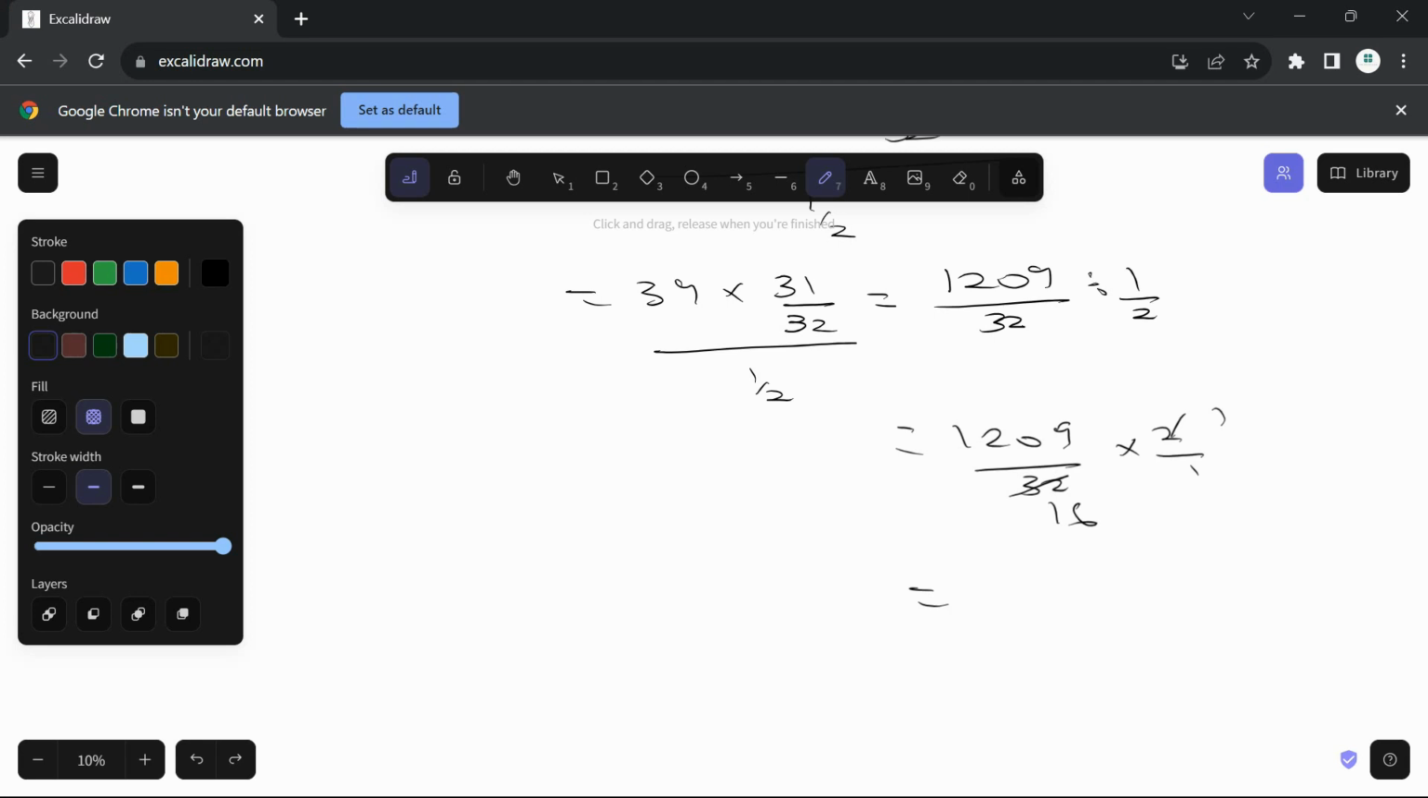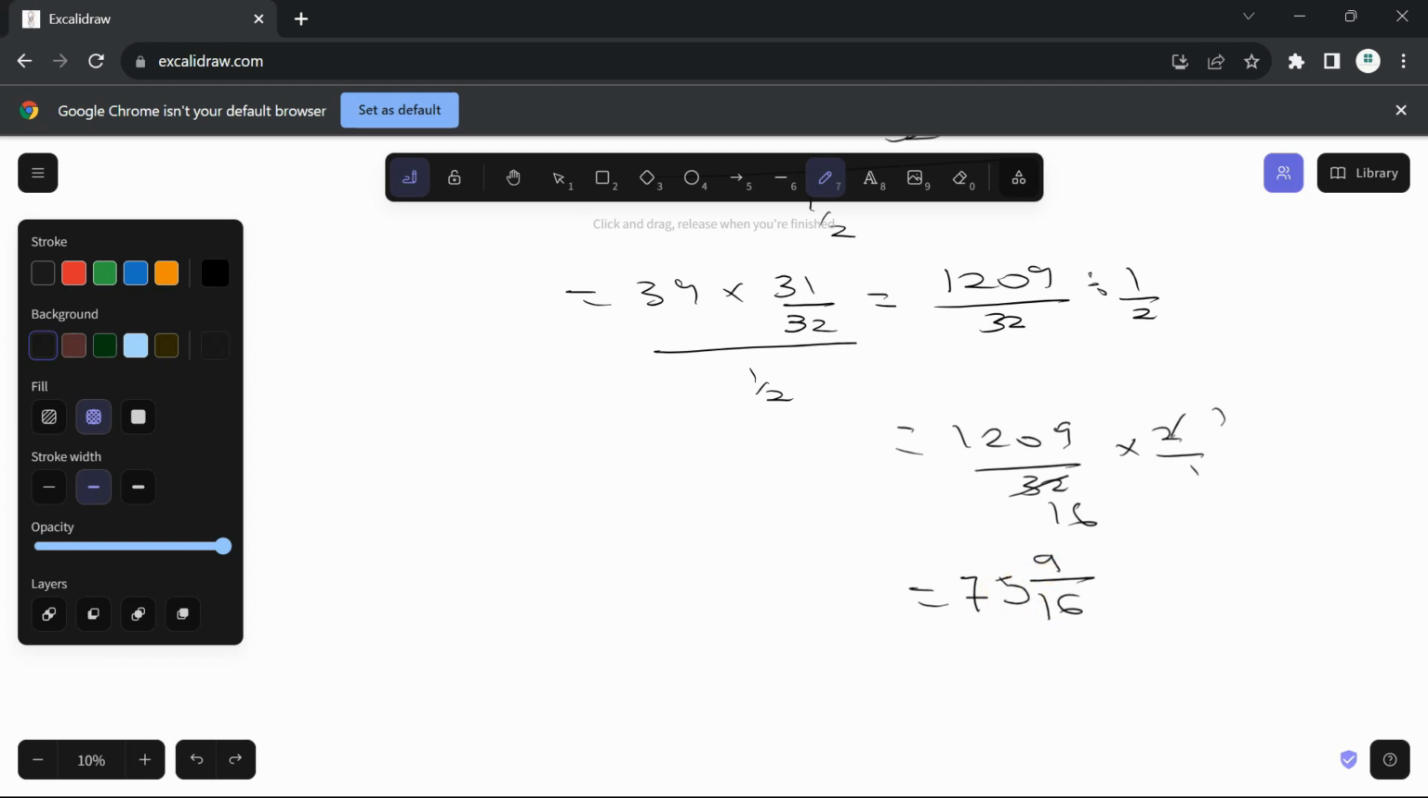If I divide 1209 by 16, the whole number part is 75, right? So if I take that 75 times 16, that gave me 1200. So that means at the end of the day there was 9 remaining. There was 9 remaining. So that would be 75 9 over 16.